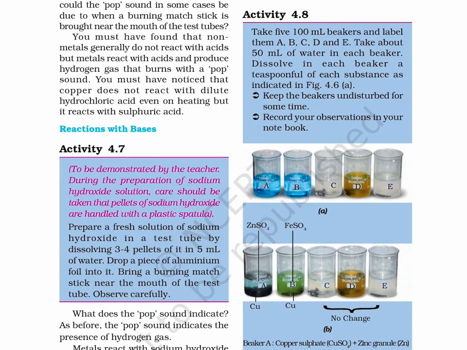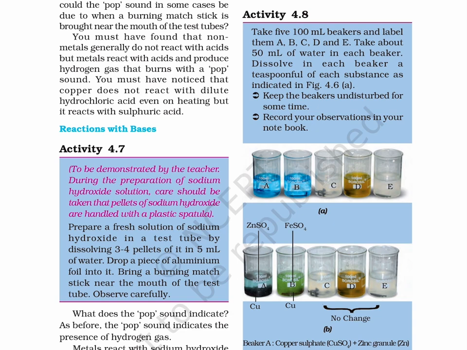Activity 4.8. Take 500 ml beakers and label them A, B, C, D and E. Take about 50 ml of water in each beaker. Dissolve in each beaker a teaspoonful of each substance as indicated in figure 4.6a. Keep the beakers undisturbed for some time. Record your observations in your notebook. Figure 4.6a and b shows displacement reactions.